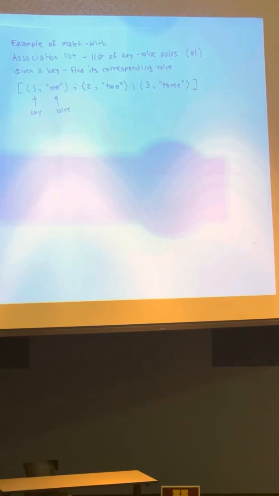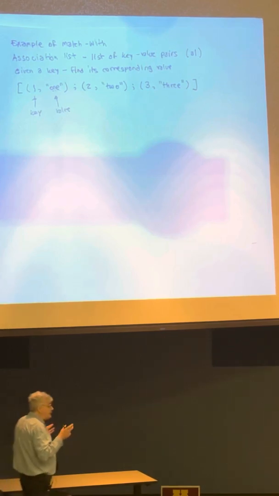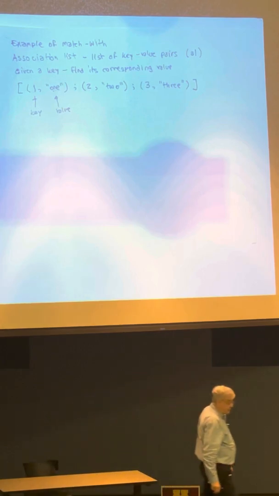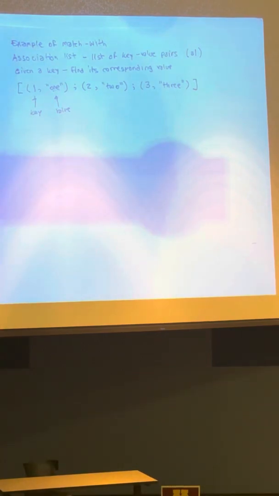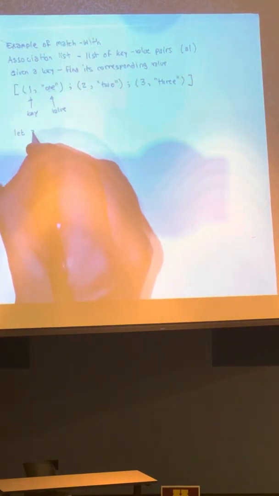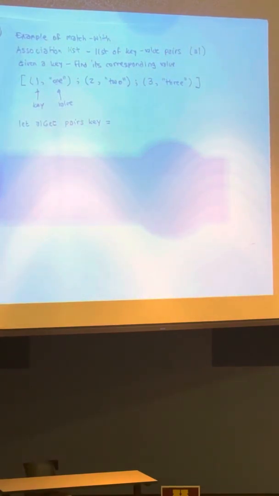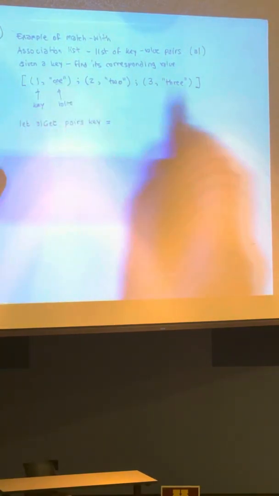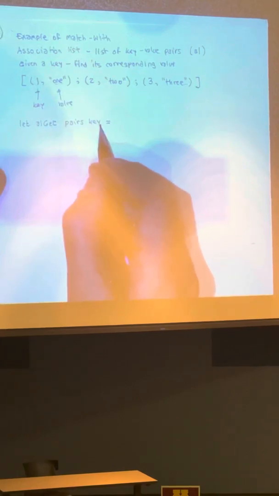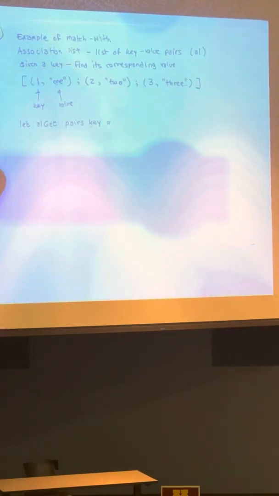Now, we could write this with head and tail and first and second, but I want to write it with pattern matching instead, because pattern matching is cooler. So I want to write a function called AL_get, AL for association list. And I want it to have 2 parameters. It has a list of pairs, that's my association list, and a key.